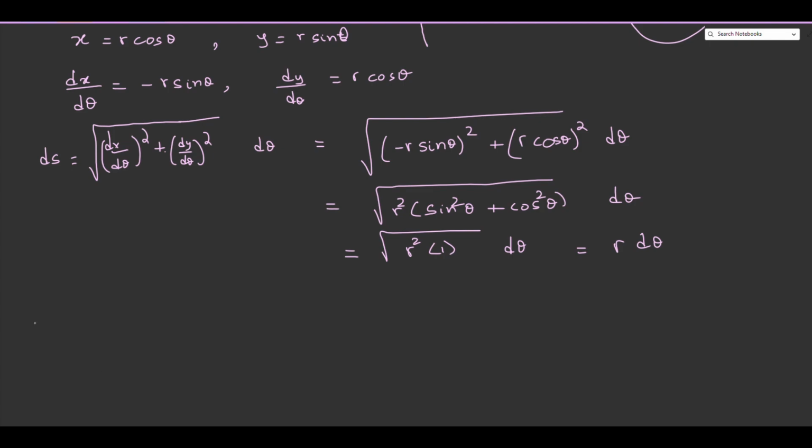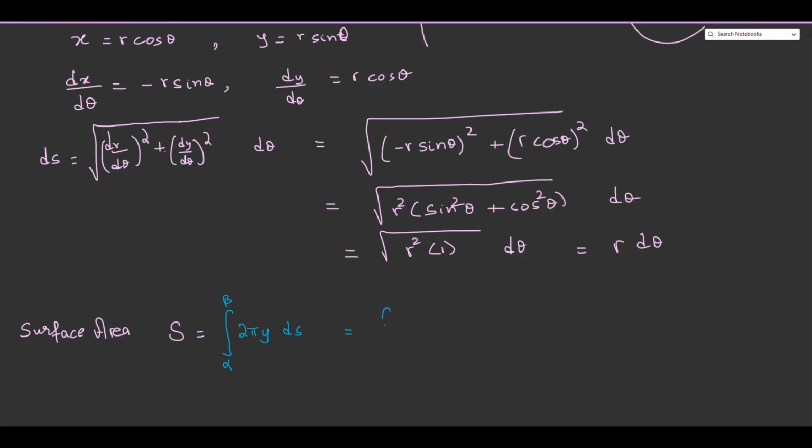Now we are going to find the surface area. What is the formula for finding the surface area? The formula is the integral from alpha to beta of 2 pi y ds.